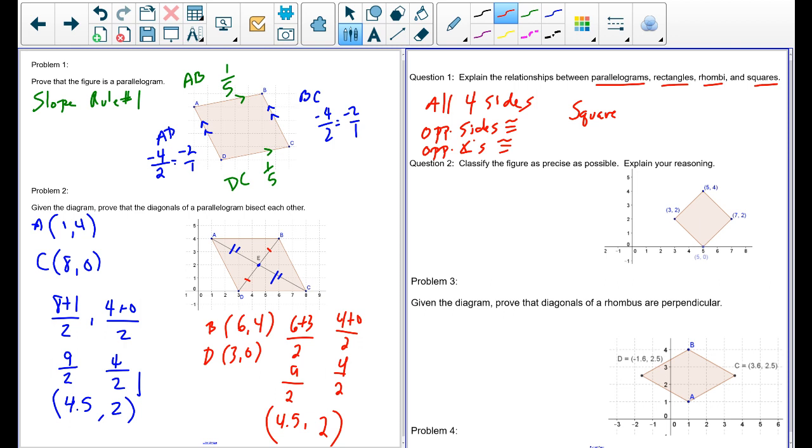So what do you know about a square? All sides are equal, which means it's a rhombus, right? In a square, all angles are 90, which means it's a rectangle. And in a square, opposite sides parallel? Yeah, so it's a parallelogram. So a square is a rhombus, a rectangle, and a parallelogram. Okay, so a square is all three.